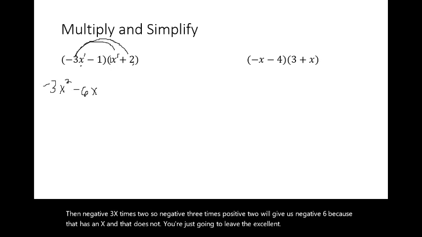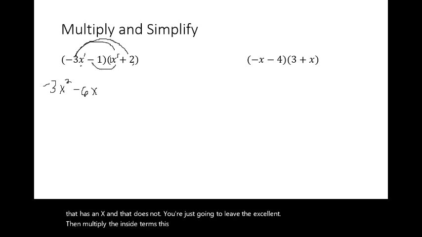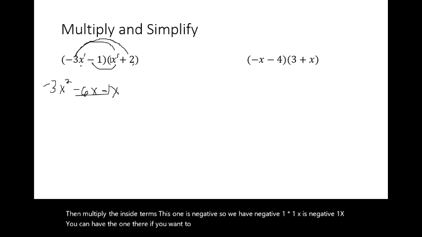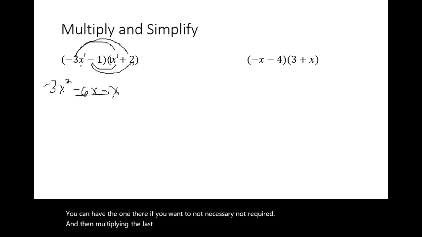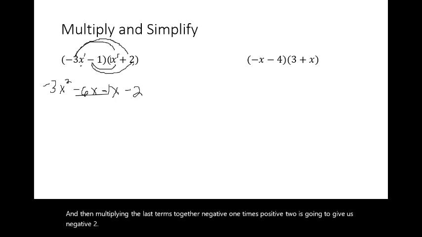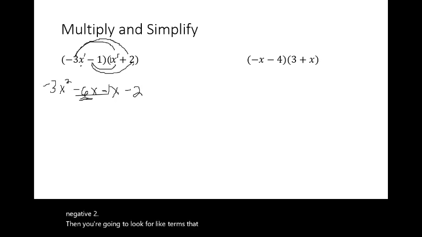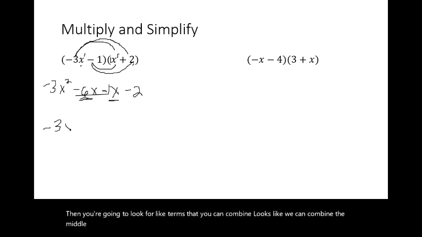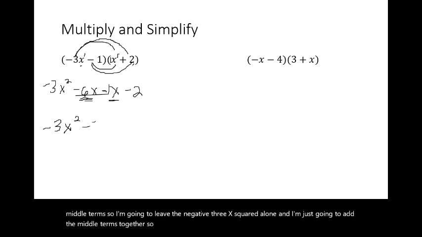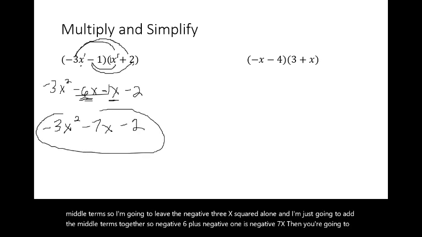Then multiply the inside terms. This one is negative, so we have negative 1 times 1x is negative 1x. You can have the 1 there if you want to, not necessary, not required. And then multiplying the last terms together. Negative 1 times positive 2 is going to give us negative 2. Then you're going to look for like terms that you can combine. Looks like we can combine the middle terms. So I'm going to leave the negative 3x squared alone, and I'm just going to add the middle terms together. So negative 6 plus negative 1 is negative 7x. Then you're going to leave the minus 2 alone, and then that will be your final answer.